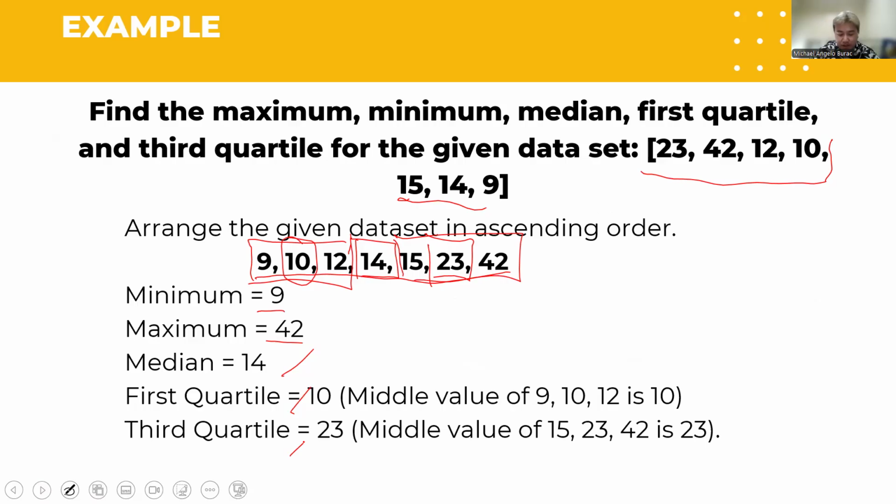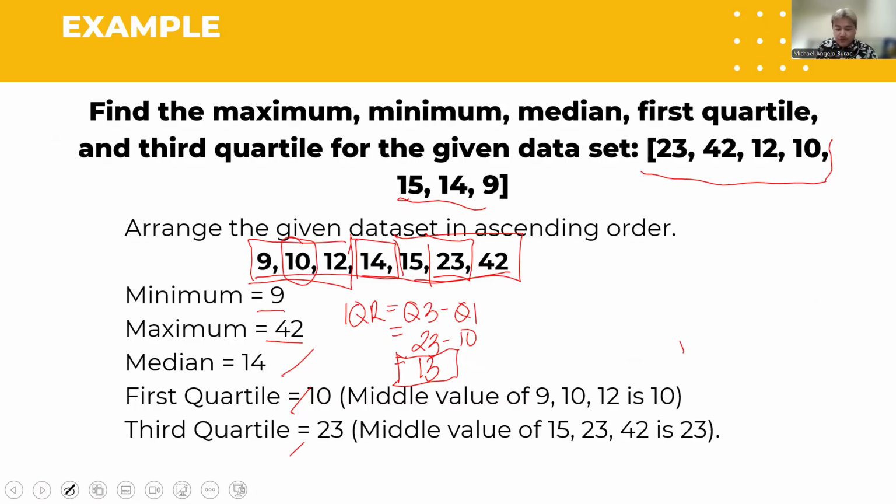So what's our IQR? Our IQR is equal to Q3 minus Q1, so it's equal to 23 minus 10. Your IQR is now 13. Now let's compute the values for our possible outliers.